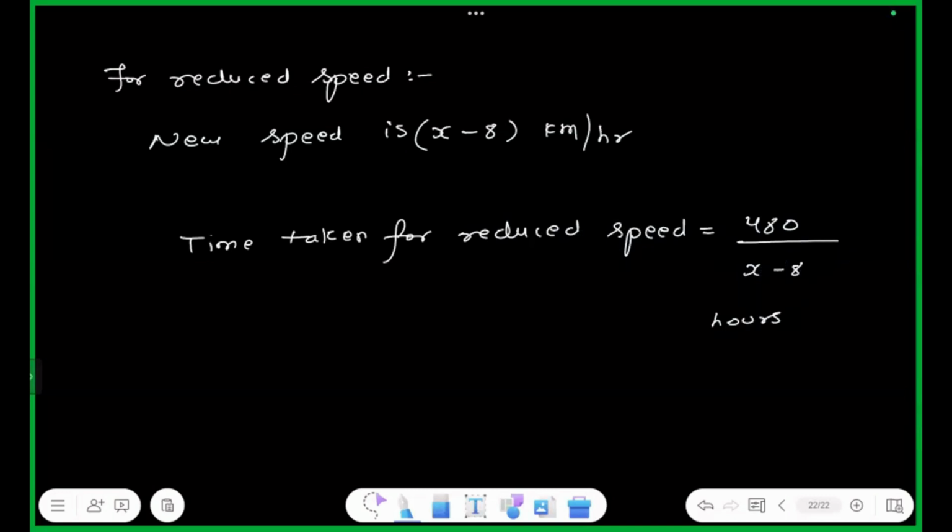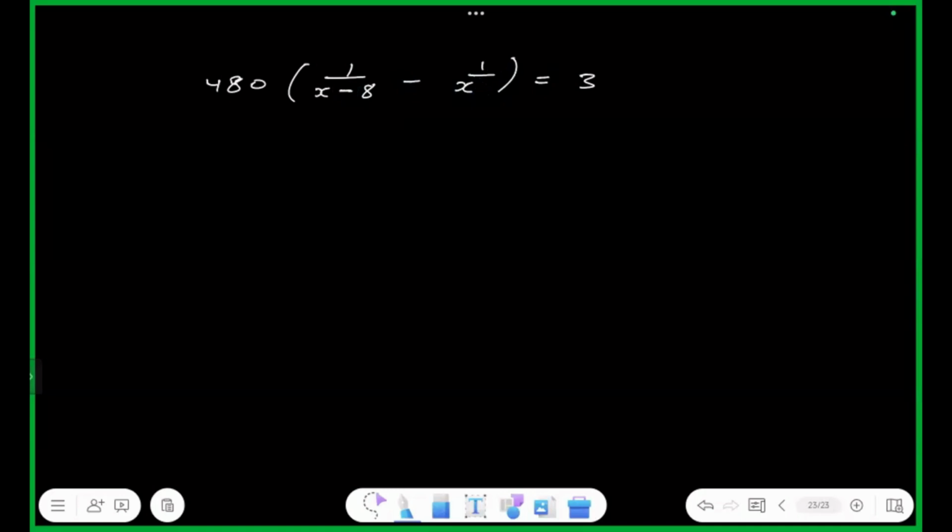Okay, now listen carefully. The problem says that if the speed is reduced, it takes 3 hours more to cover the same distance. Therefore, the difference between the new time and the original time is what? 3 hours. Understood now? Can I write like this, that 480 upon x minus 8 minus 480 upon x is equal to what? 3. Got it? Okay, see, if we take 480 common, then what we will remain within the bracket? 1 upon x minus 8 minus 1 upon x is equal to 3.